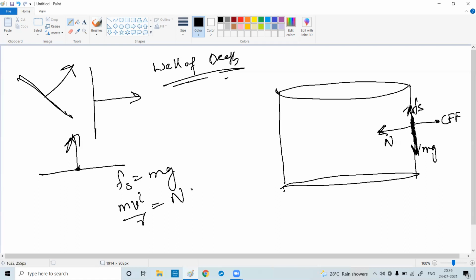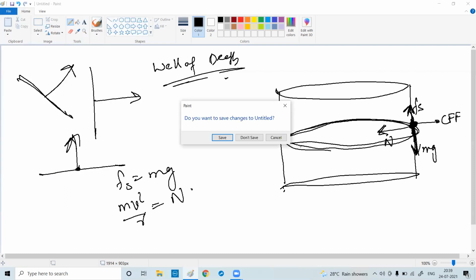Because there is friction, it is actually holding the body. It is not allowing the body to fall down. And the performer is able to safely perform the stunt. Is it clear? So again, we will try to equate.